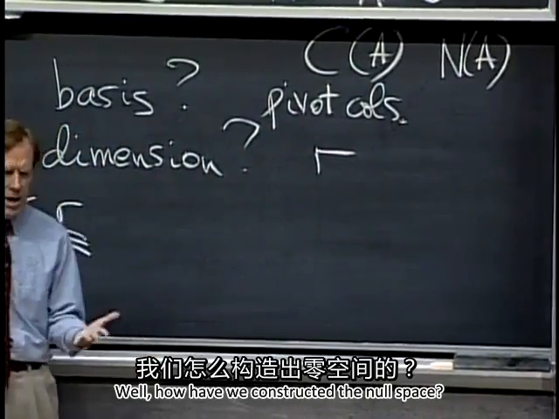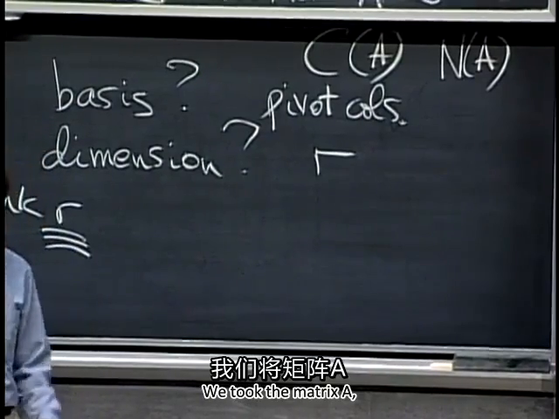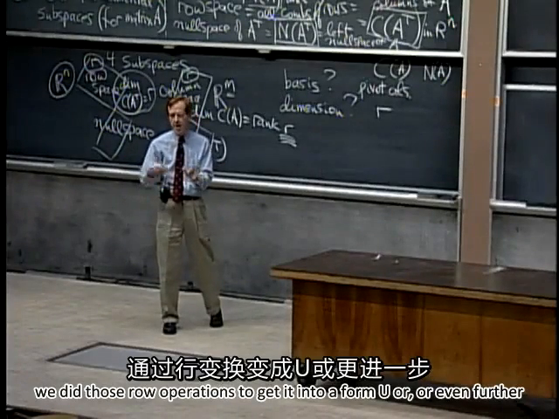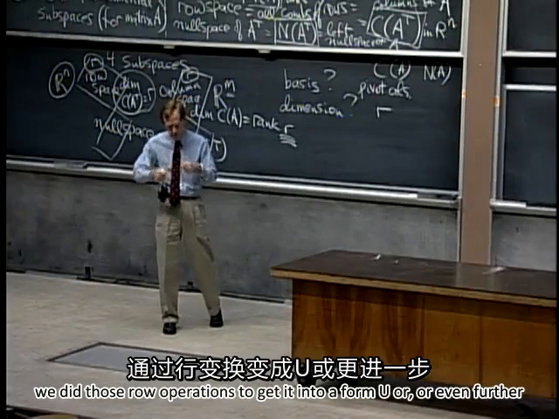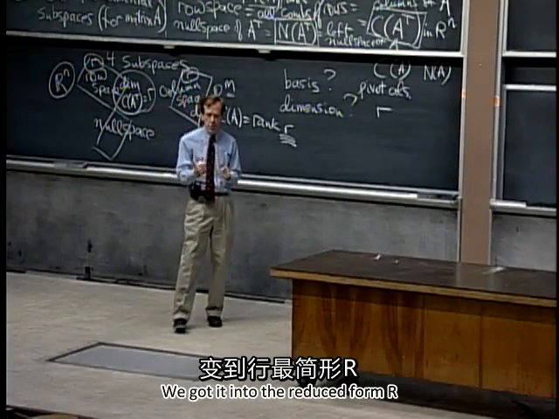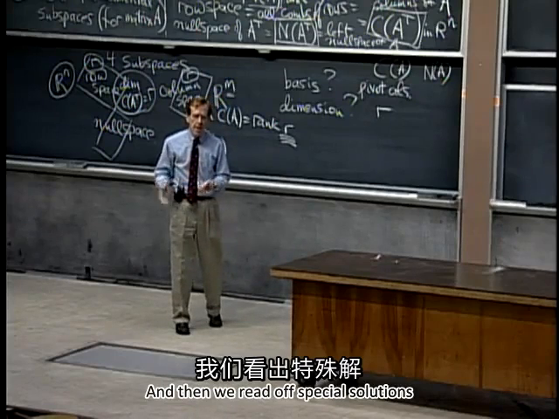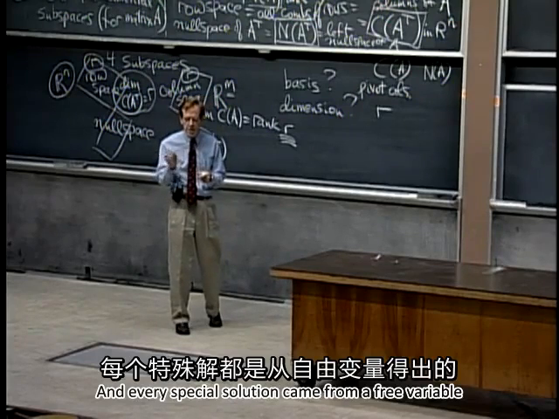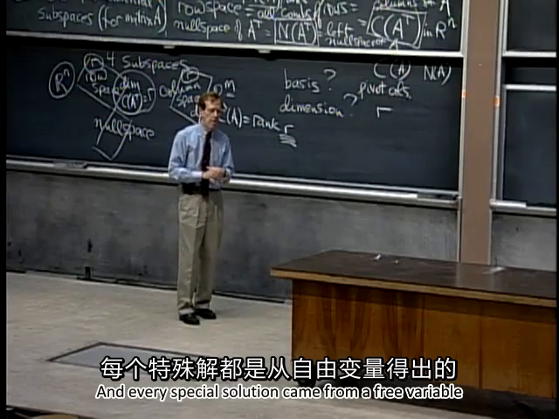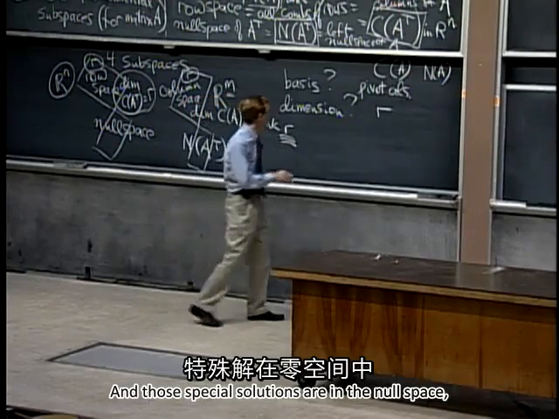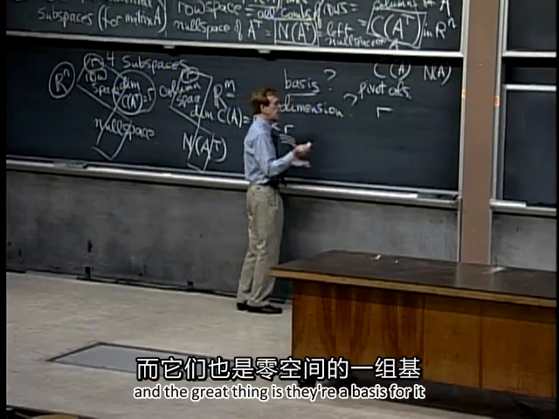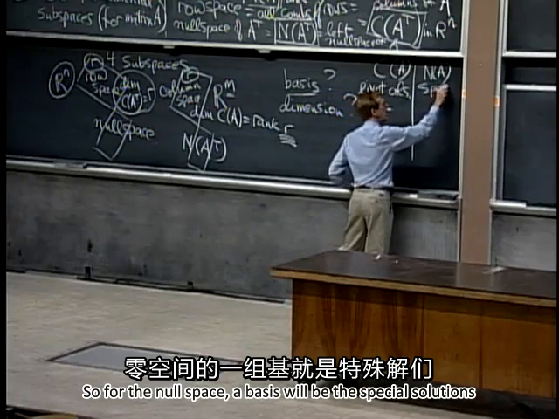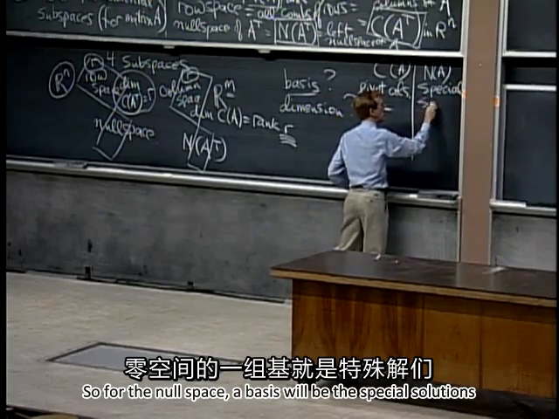Well, how have we constructed the null space? We took the matrix A, we did those row operations to get it into a form U, or even further, we got it into the reduced form R, and then we read off special solutions. Every special solution came from a free variable. And those special solutions are in the null space, and the great thing is they're a basis for it. So for the null space, a basis will be the special solutions.